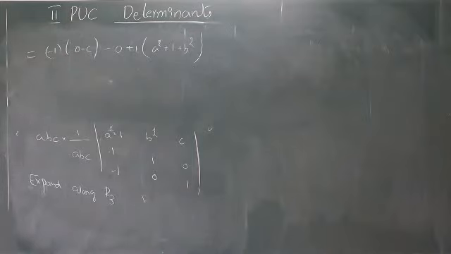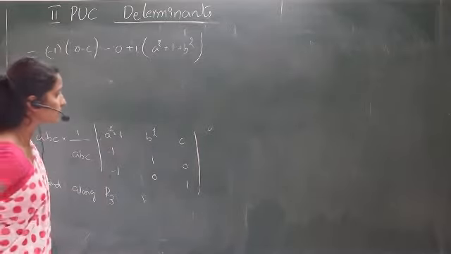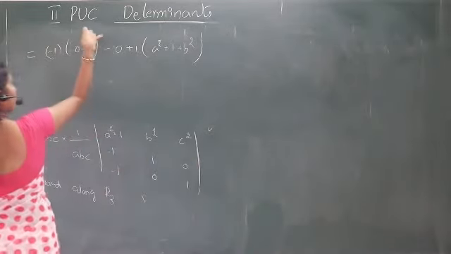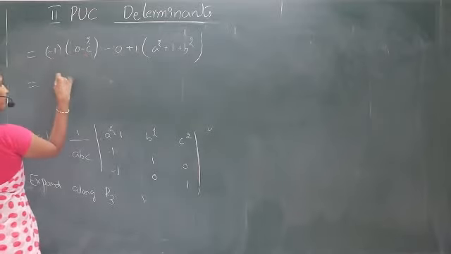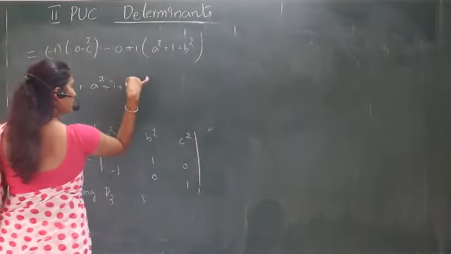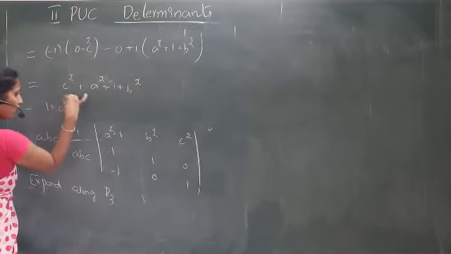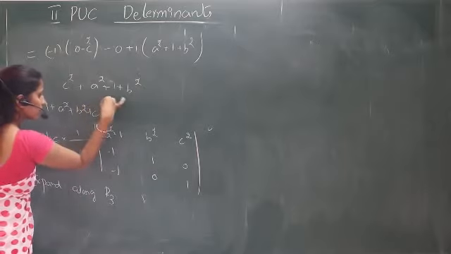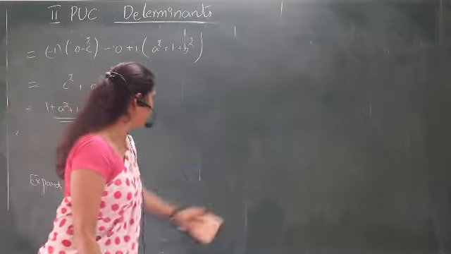So this will be equal to, what we get now, a square plus 1, expanding along this, minus 1 into b square, 0 minus this will be c square. I have written it is c square. So this is minus 1 into minus c square plus a square plus 1 plus b square. This is 1 plus a square plus b square plus c square. So this is the required one. So this is what we require for that problem.